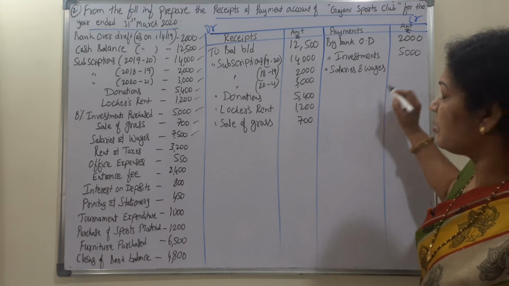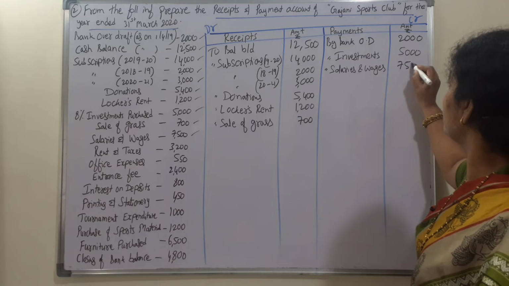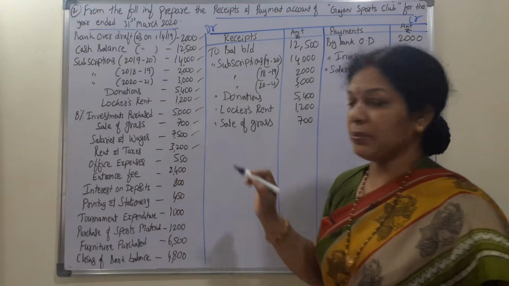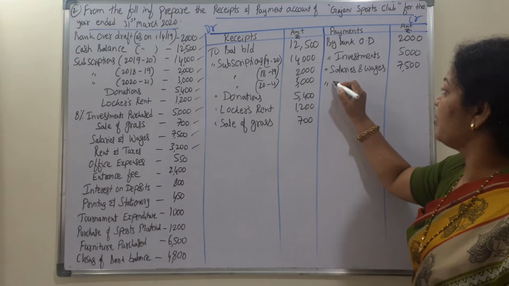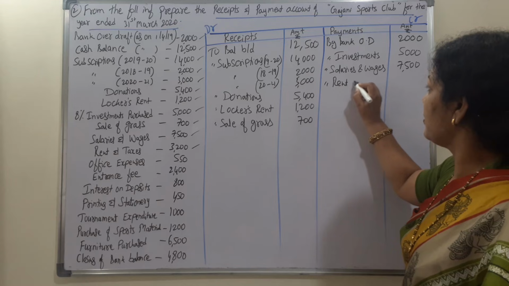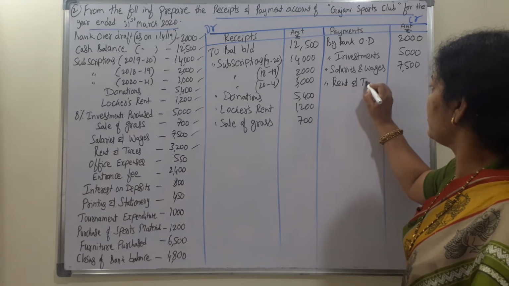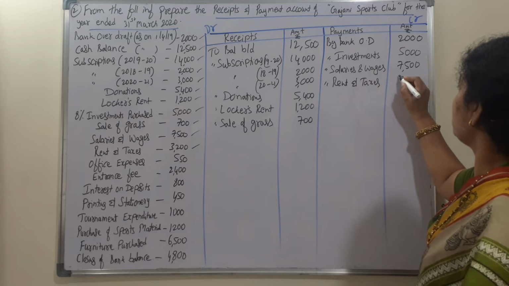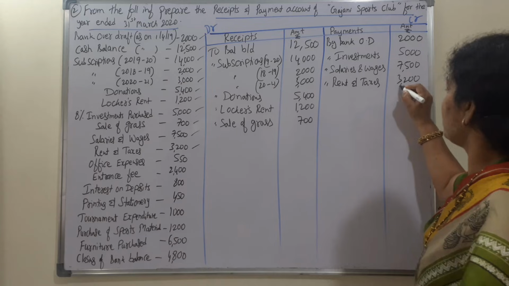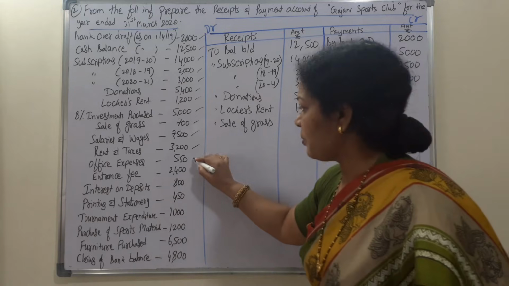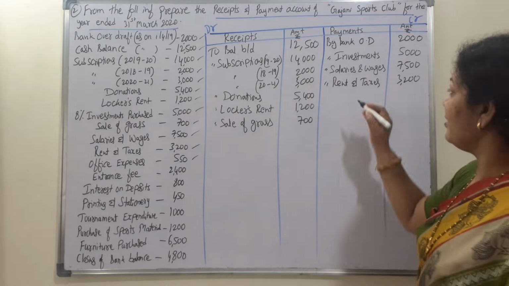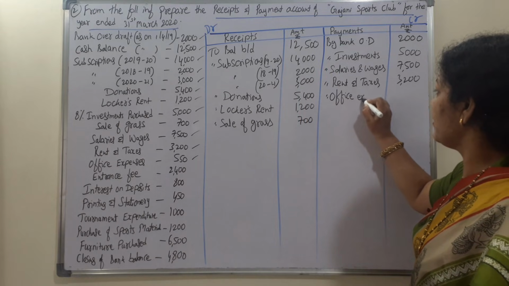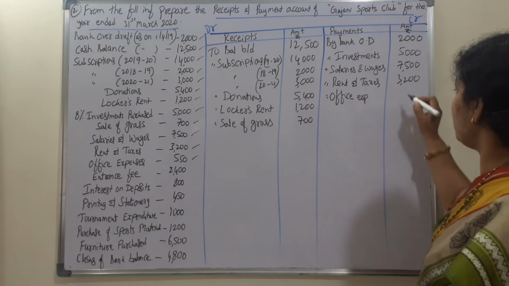Salaries and wages, 7,500. Next, rent and taxes, it's a payment, so credit side. Rent and taxes, 3,200. Office expenses, payment, credit side, $550.